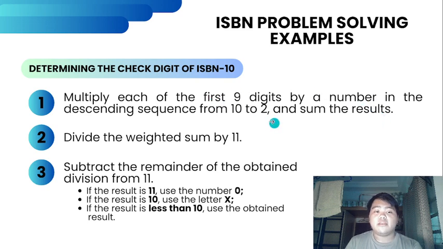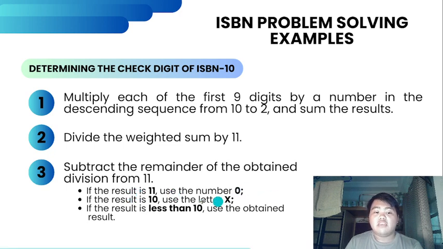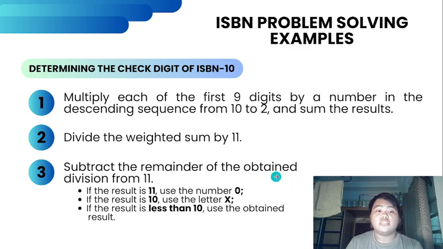Then the second step, divide the weighted sum by 11. Then subtract the remainder of the obtained division from 11. However, if the result is 11, we will use 0 as the check digit. If the result is 10, we will use the letter X. Otherwise, if the result is less than 10, use the obtained result from the third step. For example, if we have 11 minus 2, the remainder from the division, we will get the check digit 9.